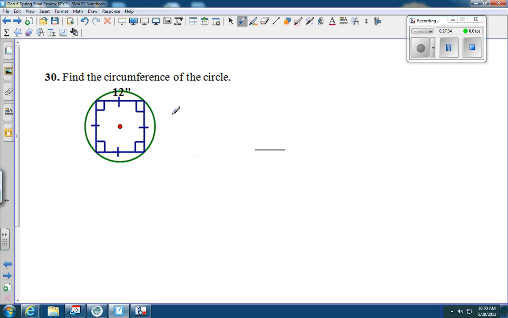Okay, find the circumference of the circle. So here I have a square that has sides of 12. Okay, well, I need to find this diagonal, pretend that goes through the center, which would be 12 square root of 2 by using my special right triangles. So the circumference would be pi times 12 square root of 2, pi times the diameter. So I can just leave it like that, 12 square root of 2 pi. Okay, if you want to work it out using decimals, that's fine too.